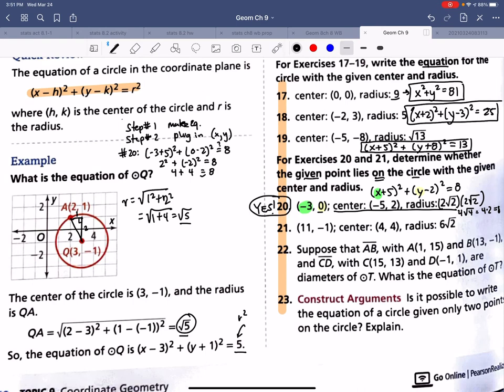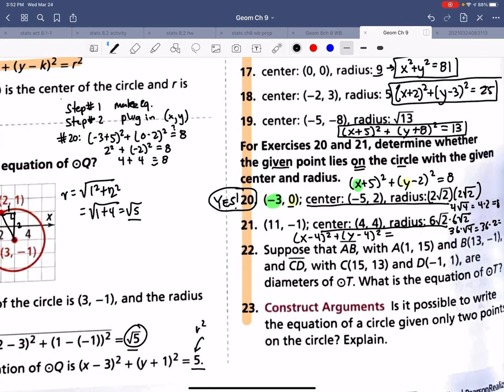Let's take a look at 21. It says, if my center and radius is this, so that would be x minus 4 squared, y minus 4 squared equals this squared. So 6 times another square root is 36. So I get 36 times square root of 4, which is 36 times 2, which is 72. Okay. So if this is my equation, if I plugged in 11 where I see the x and negative 1 where I see the y and the left equals the right, we can say yes. So let's try that out.